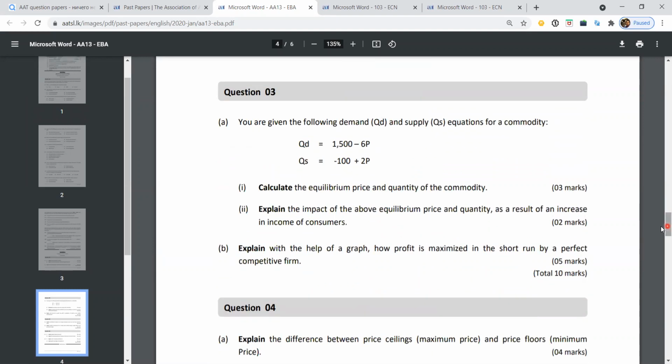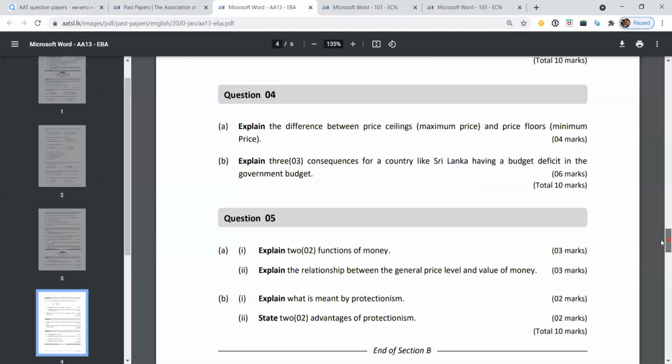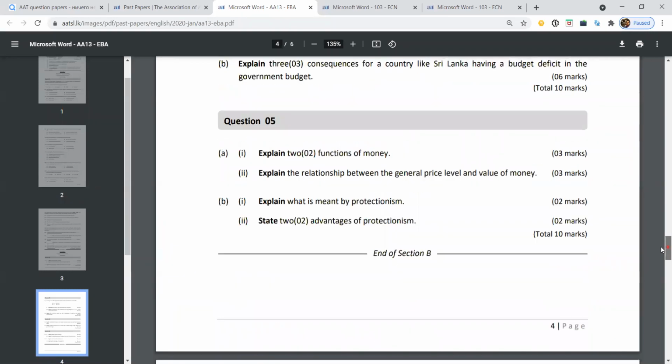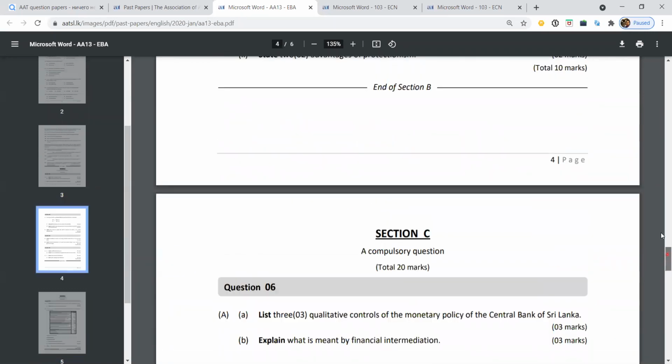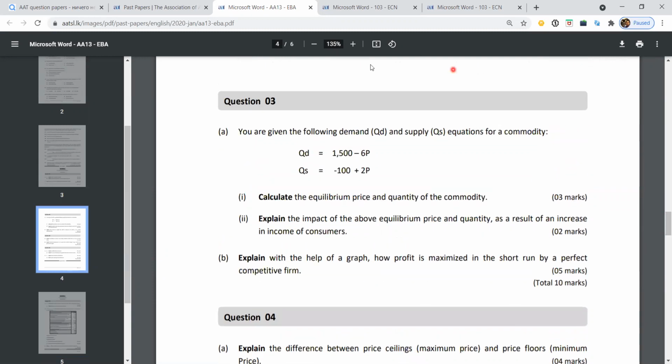Right, once again, quantity demanded and quantity supplied equations are given. We are supposed to calculate equilibrium price and quantity, and explain the impact, right? We'll start doing this. Join once again.